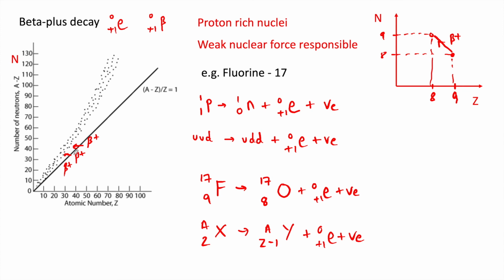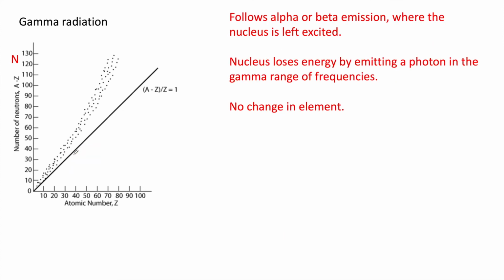So finally, what about gamma radiation? Well, gamma radiation doesn't change the element. So it normally follows an alpha or beta emission where the nucleus is still left excited and has too much energy. And so the nucleus loses energy by emitting a photon in the gamma range of frequencies, and that is your gamma radiation. And there's no change in the element, which means the symbol for gamma has to be 0, 0, because if you put it into a nuclear equation, it causes no change in the element whatsoever.